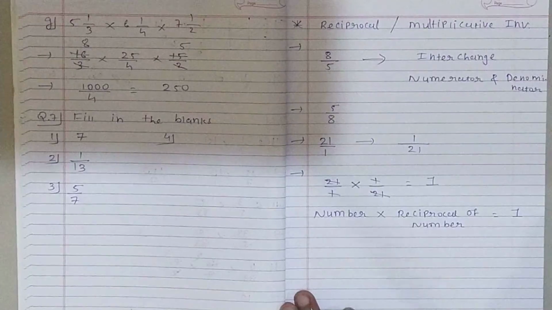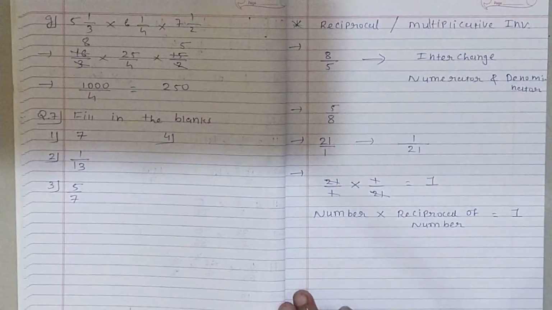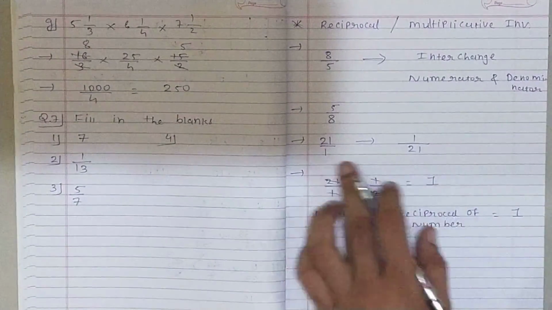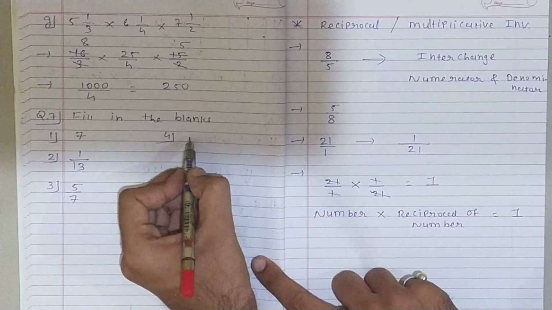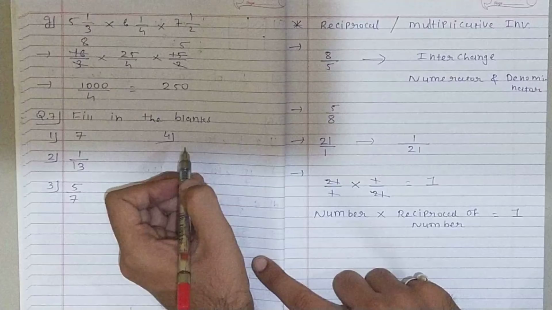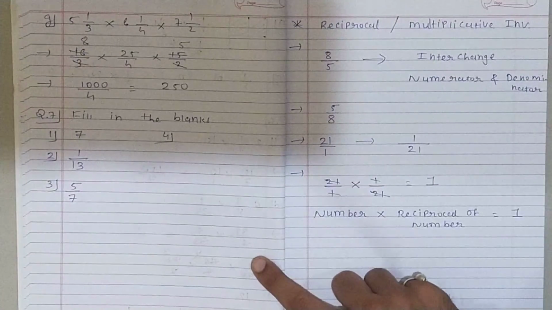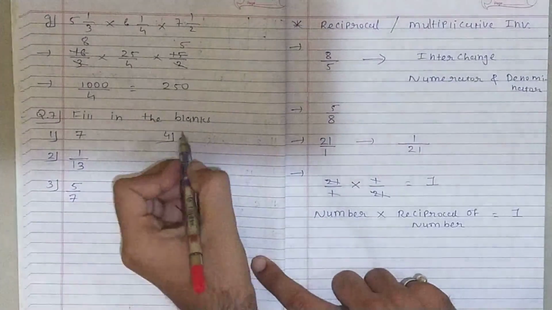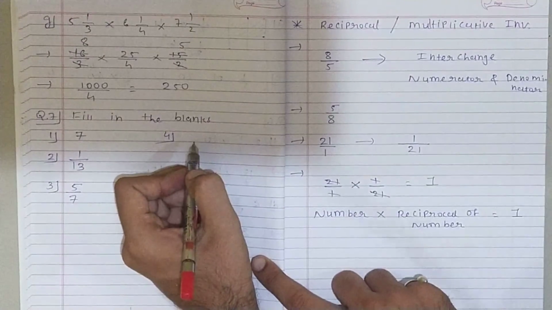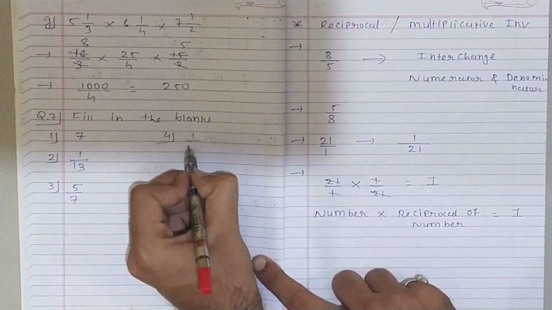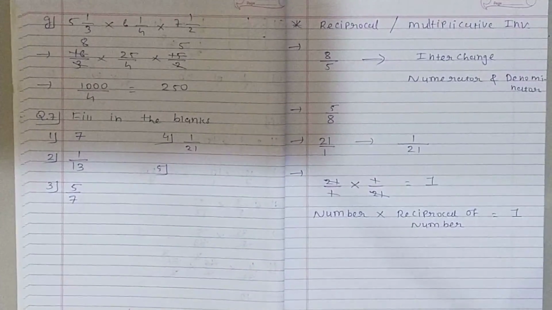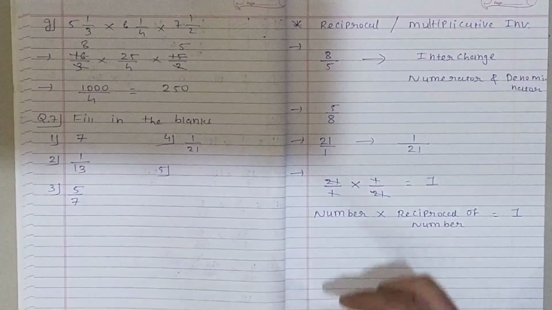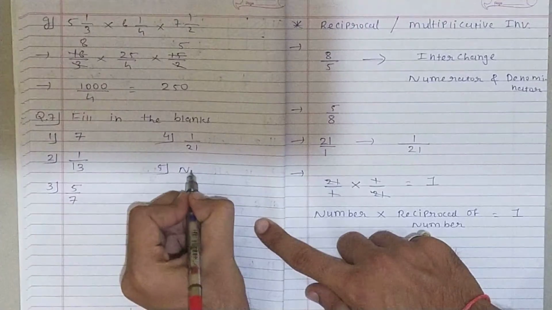Now for the fourth one, multiplicative inverse of 21. Here only I have done it. Multiplicative inverse and reciprocal both are synonyms. The multiplicative inverse of 21 is 1 upon 21. Now the fifth one, multiplicative inverse of 0, it is not defined.